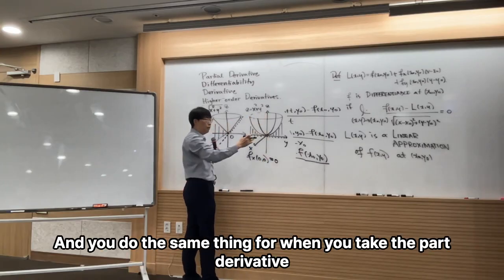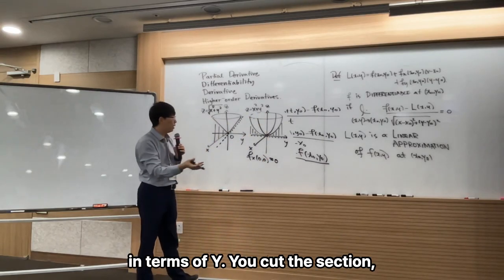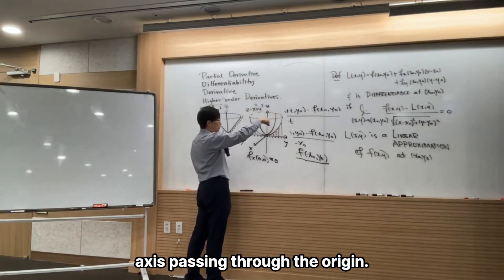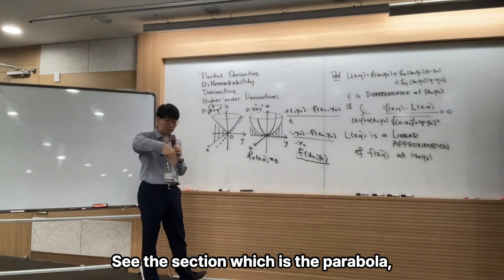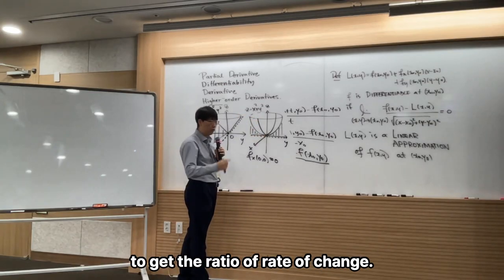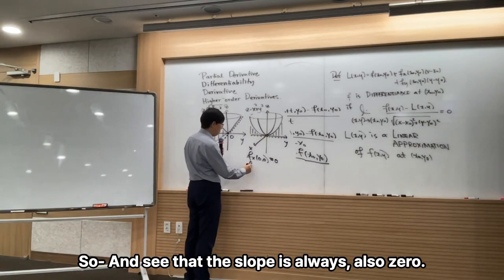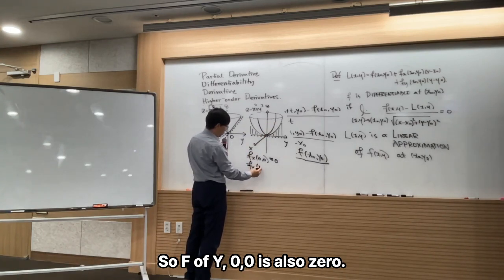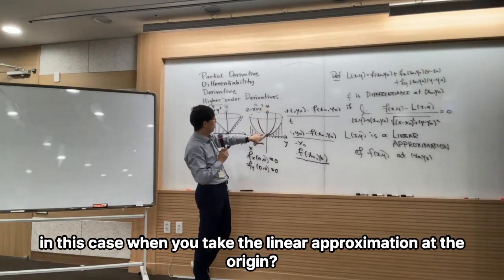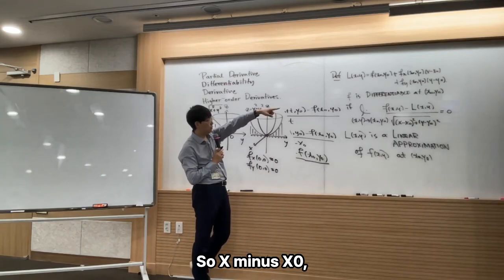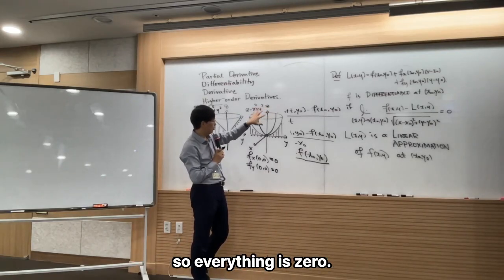And you do the same thing when you take the partial derivative in terms of y. You cut the section parallel to the y-axis, passing through the origin. You see the section, which is the parabola, and you take the slope to get the rate of change. You can see that the slope is also 0. So f_y at (0, 0) is also 0. So what happens to L? In this case, when you take the linear approximation at the origin, everything is 0. The coefficients of x minus x0 and y minus y0 are 0, so everything is 0.